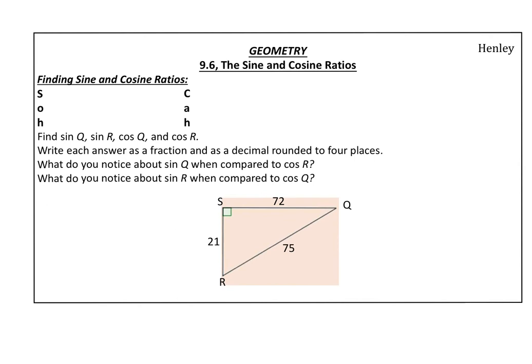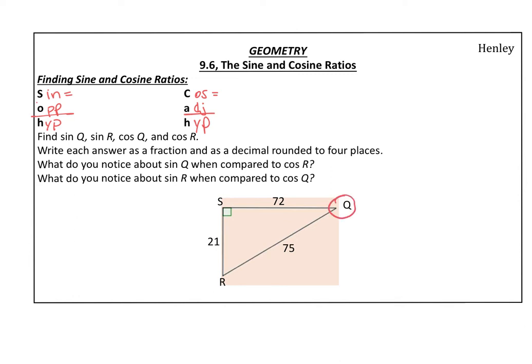Now, the sine equals opposite over hypotenuse. The cosine equals adjacent over hypotenuse. In this problem, we're asked to find the sine of Q and the sine of R and the cosine of Q and the cosine of R. So let's look at Q first.